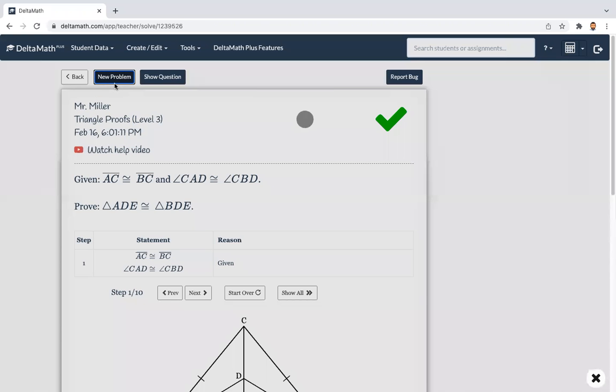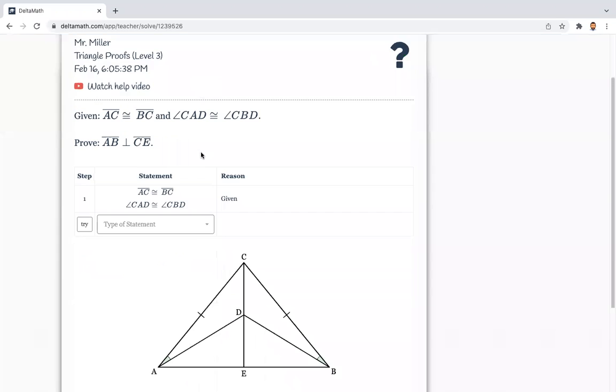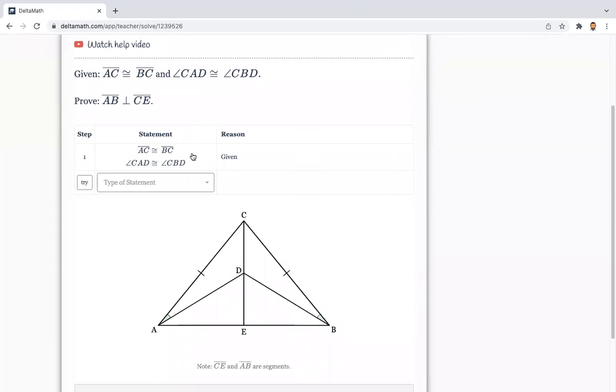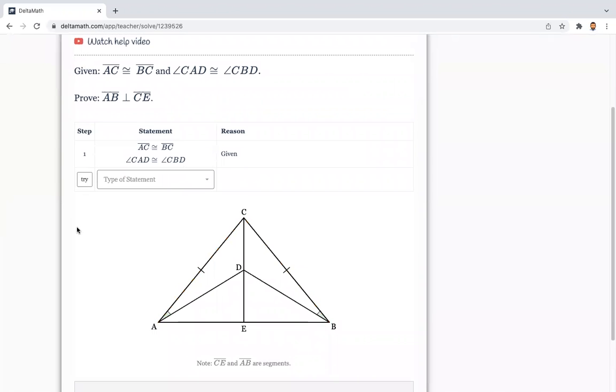All right, one more. Where are we at? 14:20. Not quite as fast as I was hoping, but maybe this is a more reasonable time. All right, I'm trying to prove that AB is perpendicular to CE.